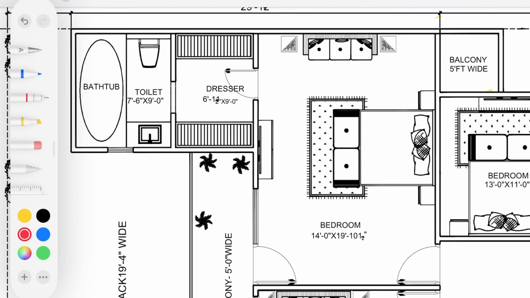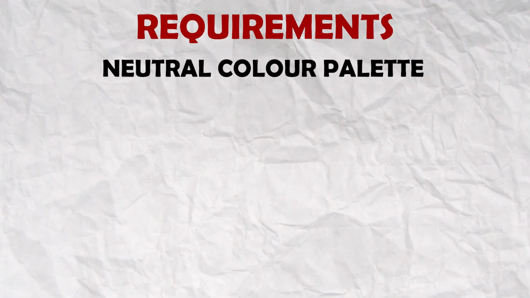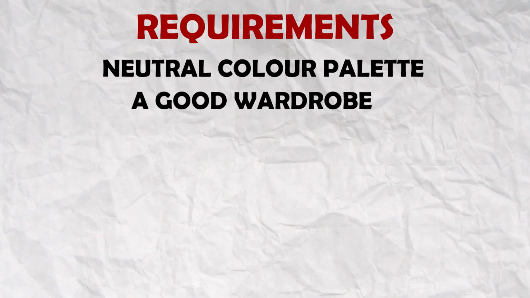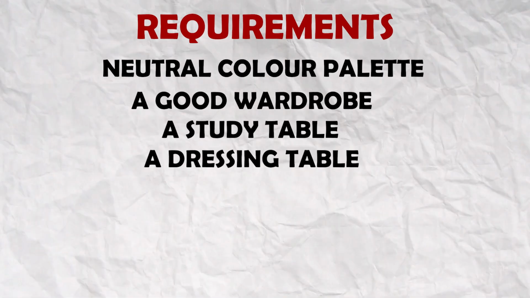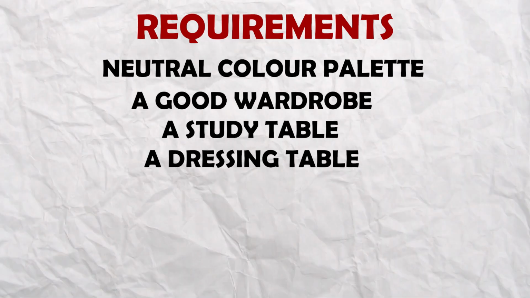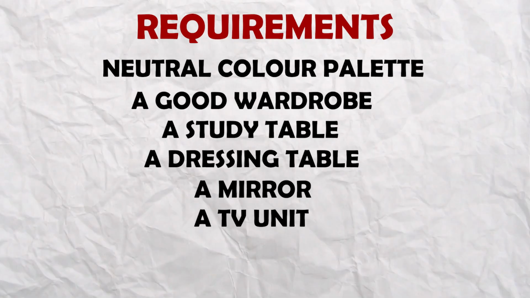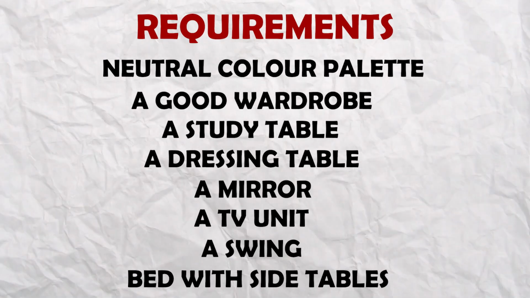Before starting the designing, let me tell you the space is for a girl who has done her 12th and is now heading towards college. Her requirement was to have a neutral color palette where she can take photos, a good wardrobe where she can hide all her stuff and organize her things, a study table, a dressing table where she can get ready, and also a mirror where she can have a full view of herself, a TV unit, a swing, and a beautiful bed with side tables. So this was her major requirement.